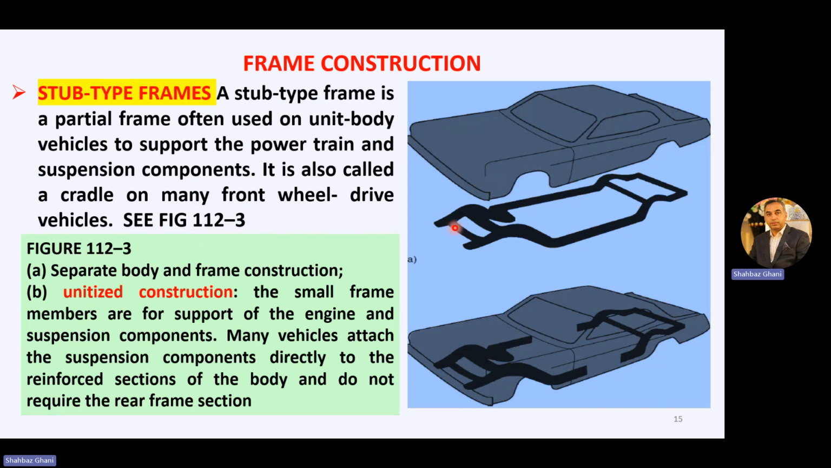In this figure, a separate body and frame construction, and unitized construction: the small frame members, these separate ones, are for support of the engine and suspension components. Many vehicles attach the suspension components directly to the reinforced section of the body and do not require the rear frame section.